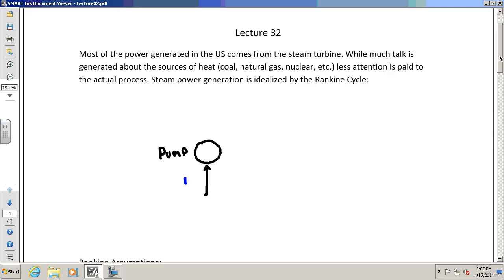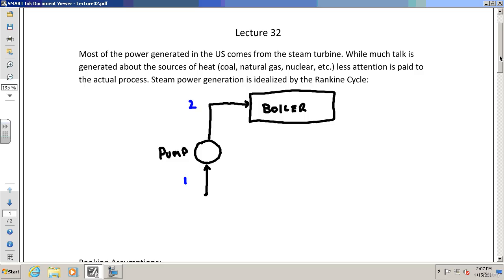Okay? Then what we're going to do is come out of that pump and go into a boiler. What comes out of that pump, by the way, we're going to call state 2. And then we're going to take it into a boiler. This is where you have either the coal, natural gas, nuclear, oil, whatever. You have a heat source, right? We're going to take high pressure liquid water and bring it into our boiler, and we're going to have obviously some kind of Q in here, right? We're going to have Q in. We're going to bring in heat.